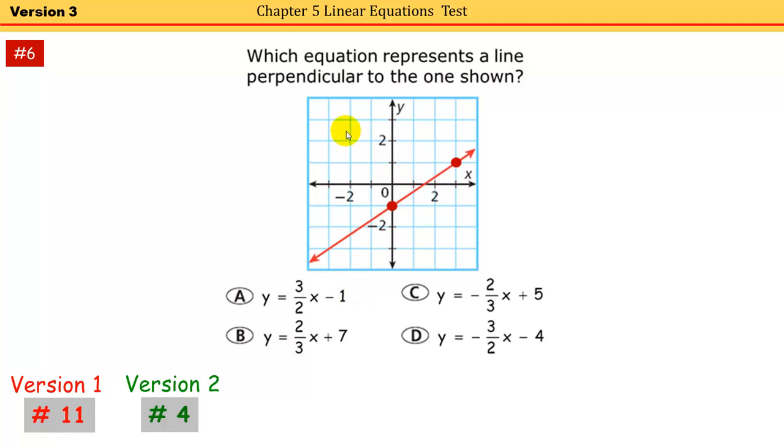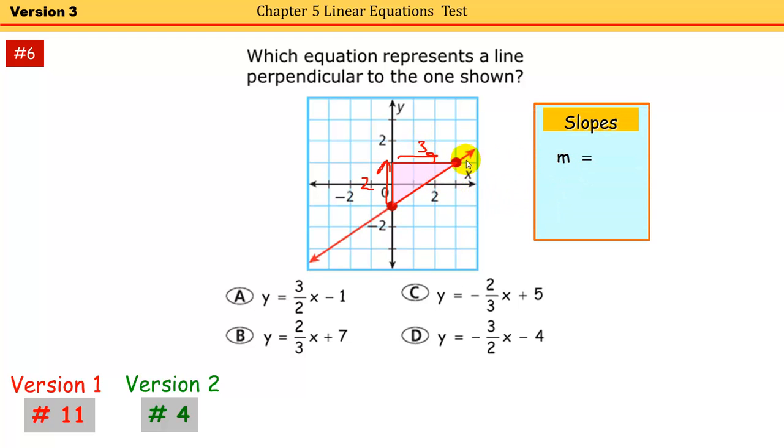Number 6, which equation represents a line that's perpendicular to this line? Well, first we need the slope of this line, which is very easy to tell here. It rises 2, runs 3. So I have a slope in this line of 2 over 3. Perpendicular, that is negative 3 over 2. Which one of these has a slope of negative 3 over 2? Right there.